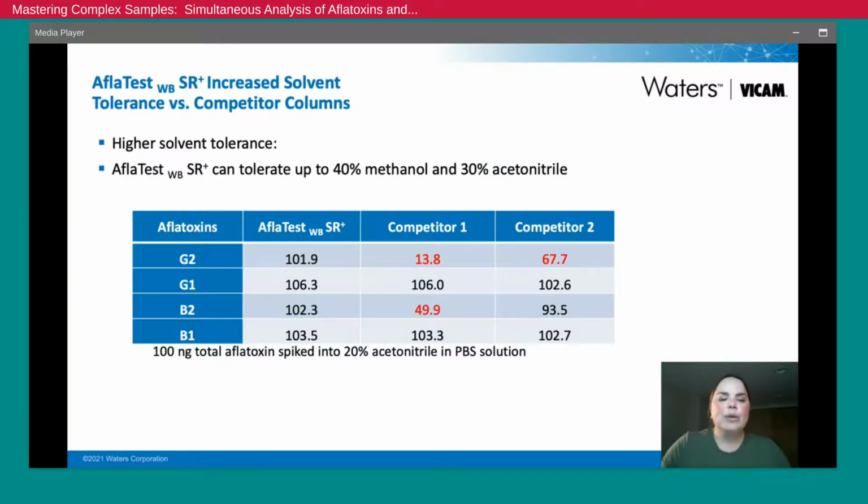The Aflatest WBSR Plus column was also compared with our competitors' columns using increased solvent tolerance. We saw that Aflatest WBSR Plus can tolerate up to 40% methanol and 30% acetonitrile over the columns. This is based on 100 nanogram total aflatoxin spiked into 20% acetonitrile and a PBS solution. As shown here, you can see that G2 recovery was very good for the Aflatest WBSR Plus column, and the competitors had low G2 recoveries, along with one competitor that had a low aflatoxin B2 recovery.